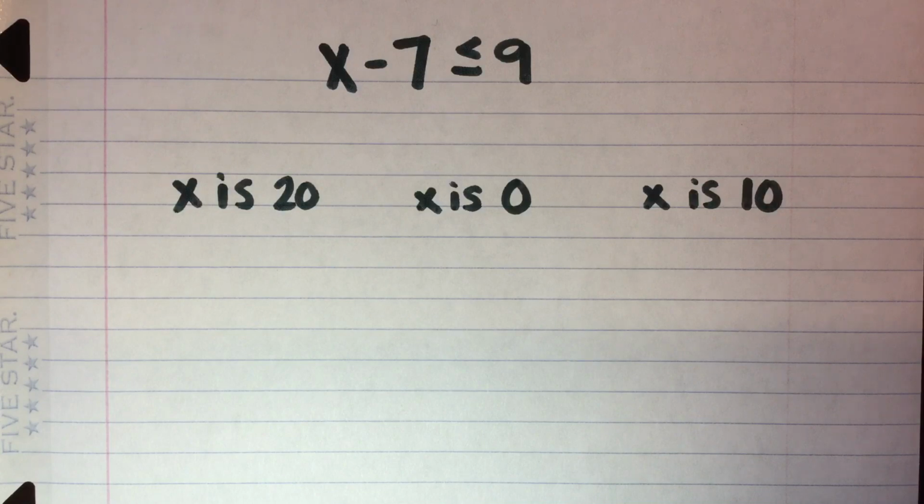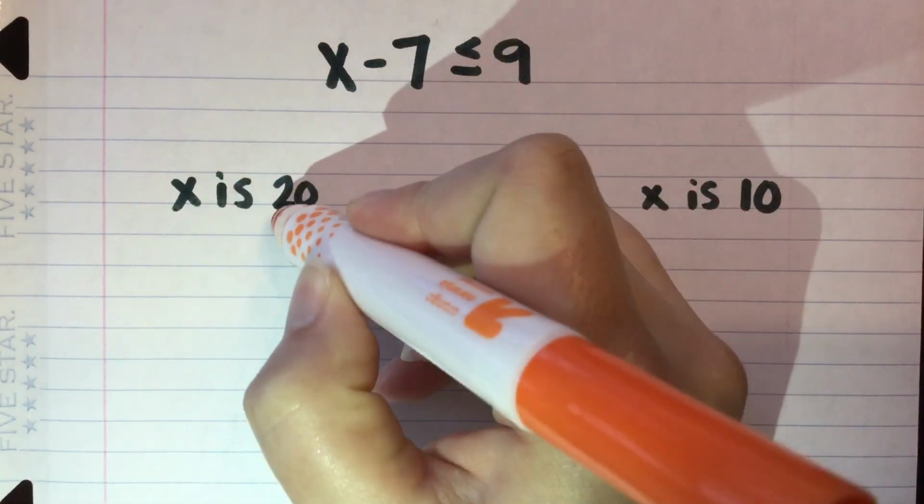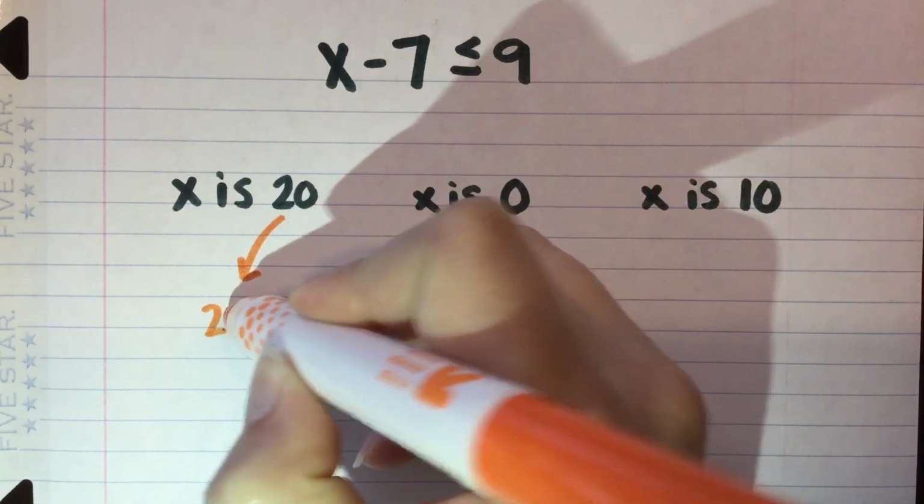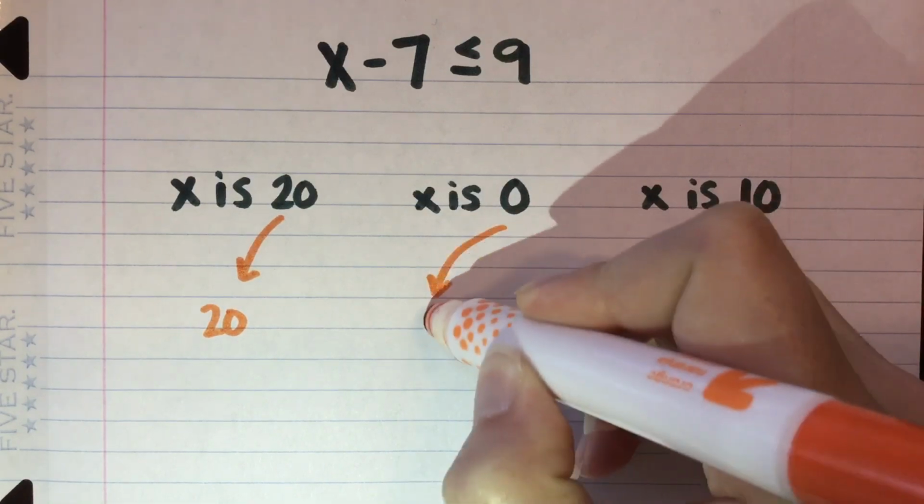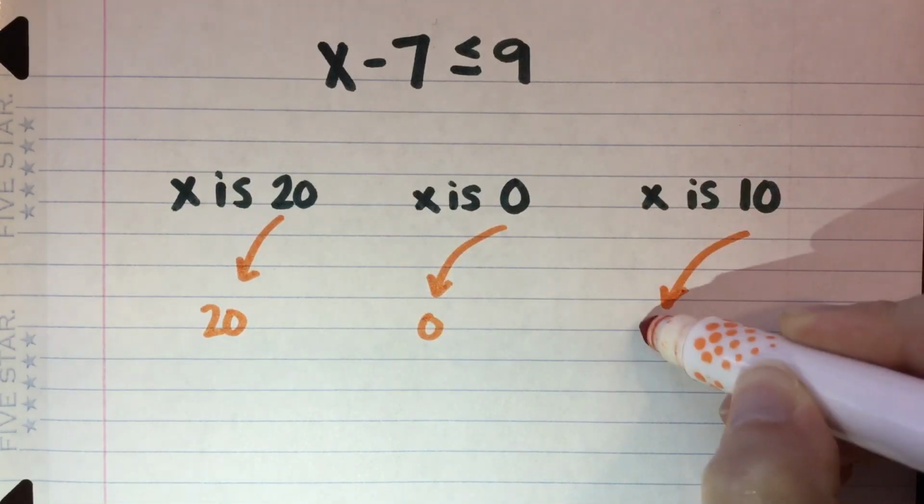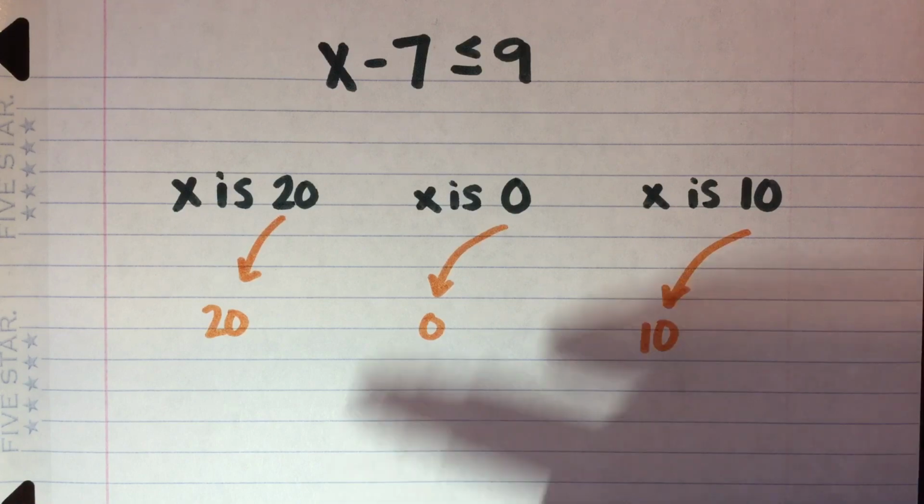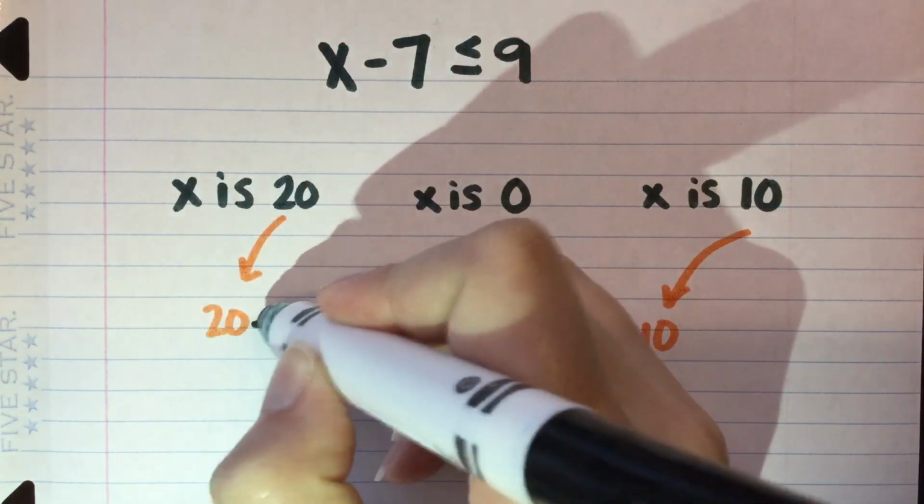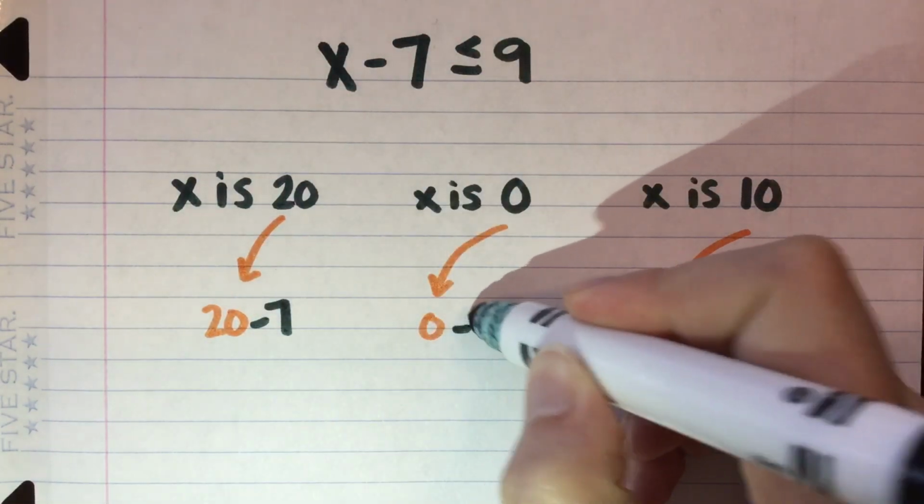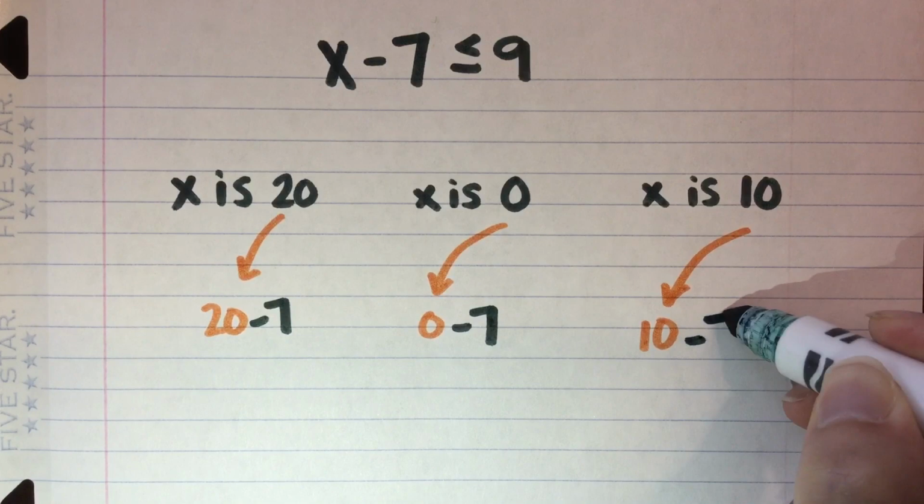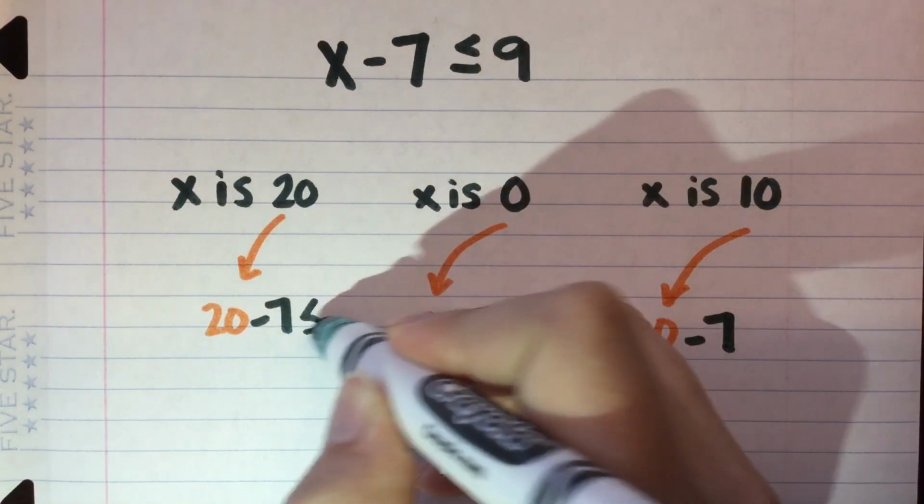If your inequality has an operation in it, though, that would require some additional steps. Still take the different values for x that you are testing and substitute them into the original inequality.